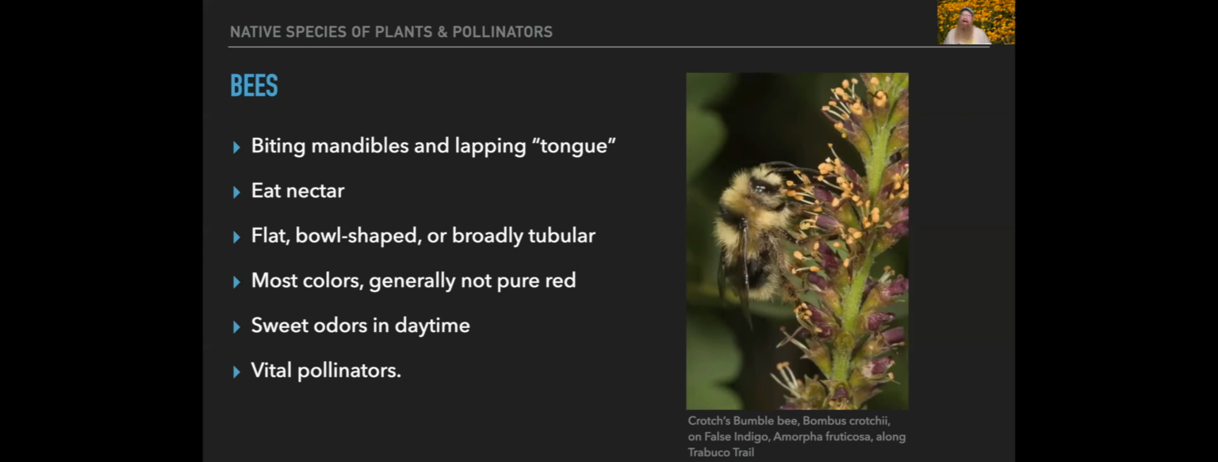Bees. Okay, now we're talking. These are the major pollinators. They have biting mandibles and a lapping tongue. They eat nectar from flat, bowl-shaped or broadly tubular flowers. They mostly go after most colors, however, not pure red, because to a bee, red appears black. And they're not attracted to black flowers. So if a bee comes to a red flower, it means the flower has perfume and the bee smells it and goes into the flower. Otherwise, they just ignore red flowers. They usually go after things with sweet odors in the daytime, and now they really are vital pollinators.